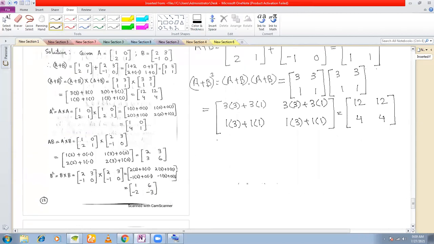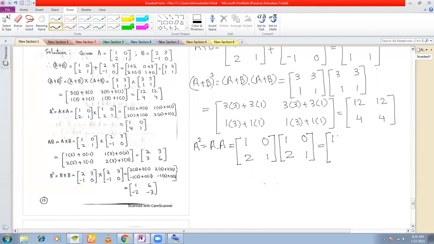Now we want to find out, since we have found out the left hand side A plus B whole square, now we want to find out A square, AB and B square separately. So A square is the product of A with A. A here is, you multiply these two matrices.